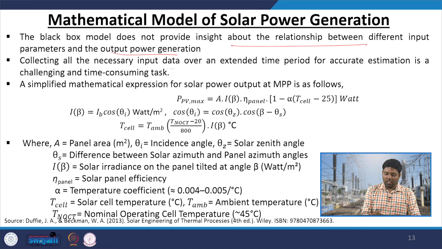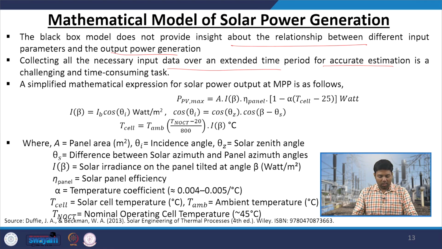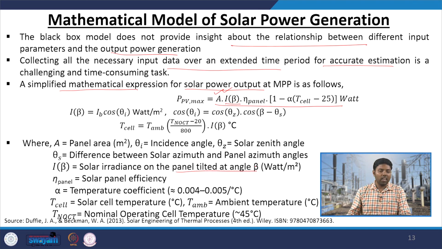So, for doing that, you need to extend this black box model as a white box model. That means you have to have a mathematical expression that will give your solar power output or the maximum power point value of your solar panel. So, this is the expression. You can see A is the area of the solar panel, I beta is your irradiance level at a particular tilted angle of the PV panel, eta panel is your efficiency, alpha is your temperature coefficient which is close to 0.004 to 0.005 per degree centigrade.